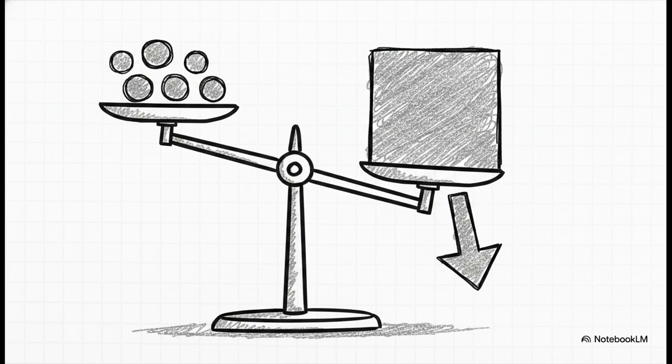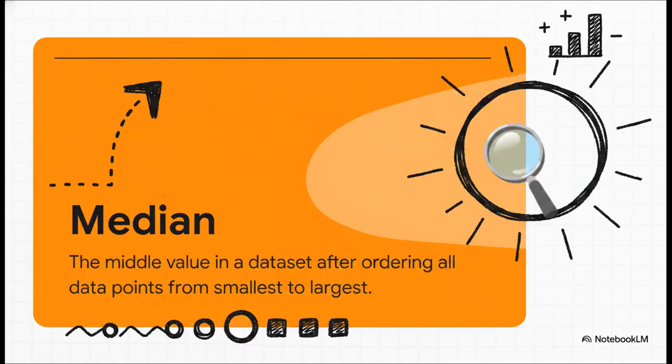It has a kryptonite. It is super sensitive to extreme values, what we call outliers. Think about it. If you have 9 patients who stay in the hospital for 5 days, and 1 patient who stays for 300 days, that one person is going to yank the mean stay way up, and it won't really represent a typical patient anymore. And that problem is exactly why we have our second M, the median.